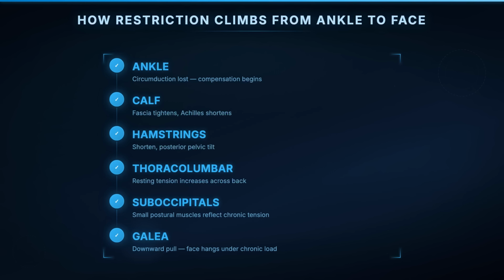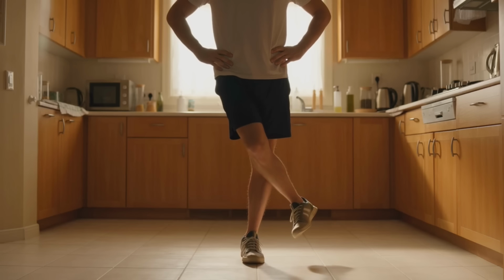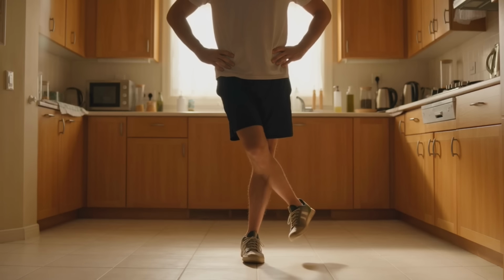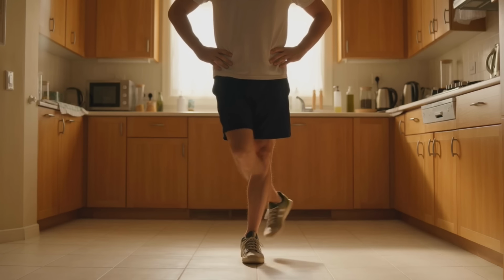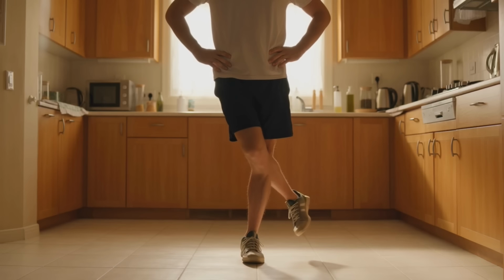It continues upward. The suboccipital muscles at the base of your skull are among the first to reflect chronic posterior chain tension. They're small, postural, and they never get a break if the chain below them is always pulling.